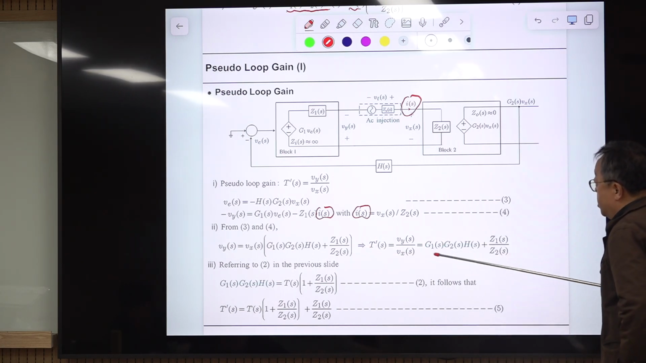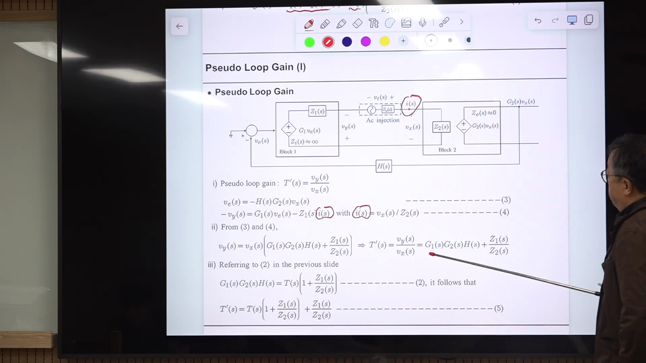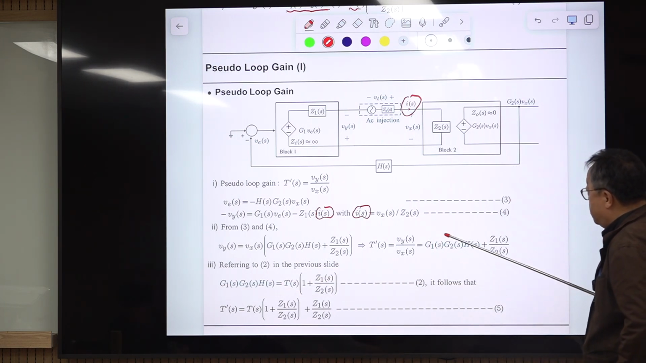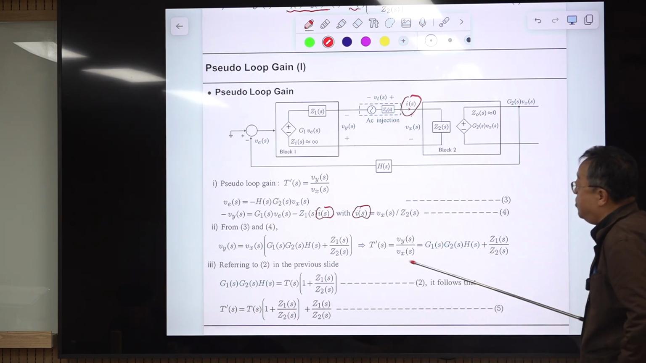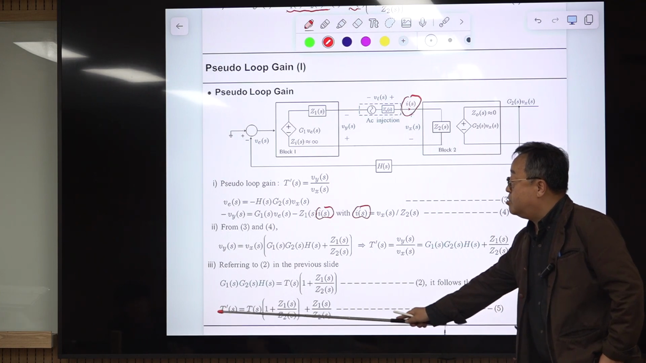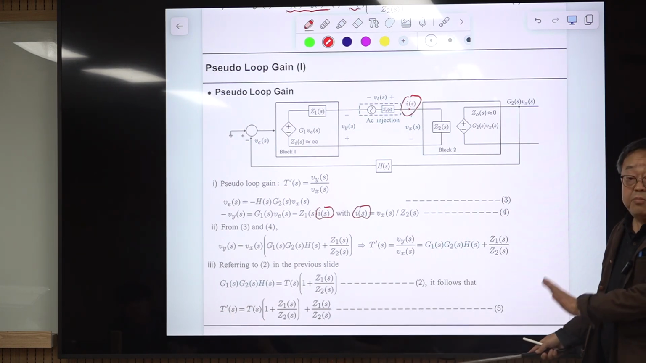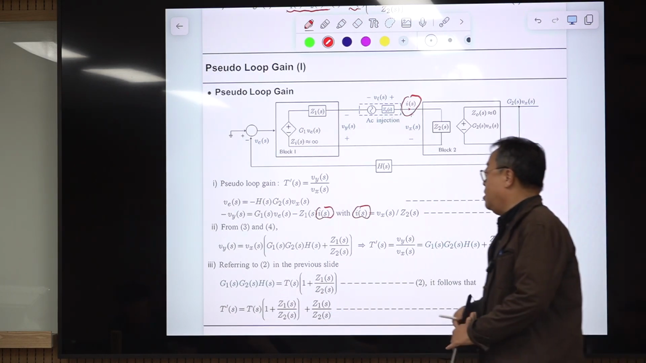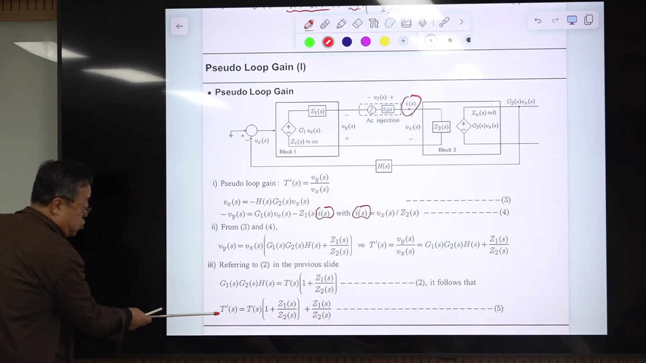We know this, right? In the previous lecture slide, we found out this three-term multiplication is this one. Then you replace this here. Instead of this, you use this. Then there is a relationship between this pseudo loop gain and the true loop gain. This is almost magic, right? So this is the final equation. It indicates the relationship between the true loop gain and the pseudo loop gain.